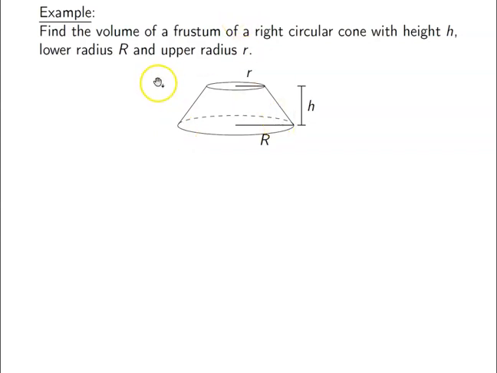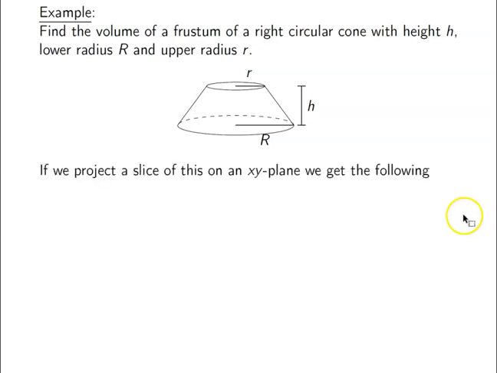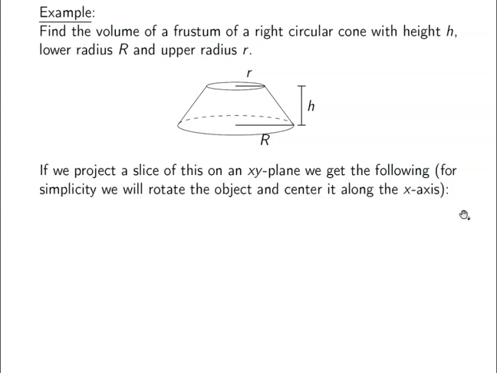I took a cone and chopped the top off, and so the base and the top are parallel to each other. There's a height of h here, and the top has a radius little r, and the bottom has a radius large R. So if we project a slice of this onto an XY plane, it'll look like the following.